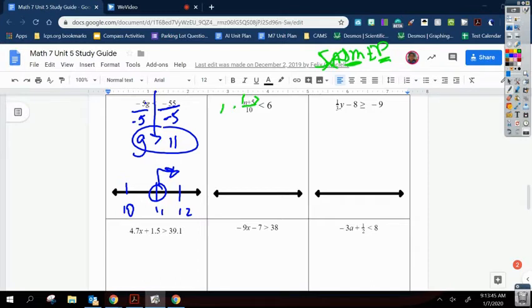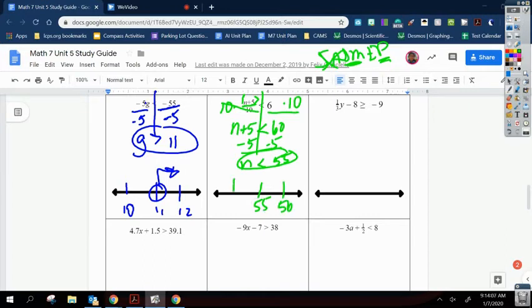That's parentheses. I do times 10, times 10. It leaves me with n plus 5 on the left, and on the right, 10 times 6 is 60. Now it's a one-step: minus 5, minus 5. I have n, 55, symbol stays the same. 55 in the middle. Open circle ends on the small side, so we go to the left.